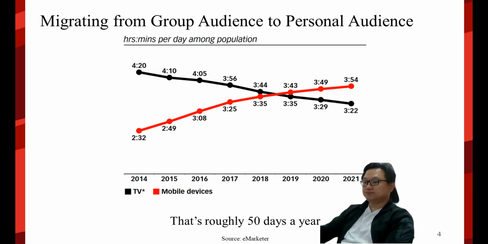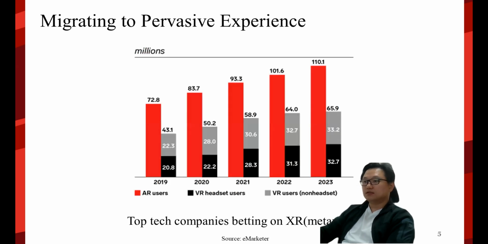In the near future it will be more accelerated, with the ratio of watching on personal devices more exaggerated. We used to watch 4 hours a day on TV, and now we watch 3 hours a day. And on personal mobile devices, we used to watch 2 hours, and now we are watching up to 4 hours. Think about your Netflix, your YouTube.